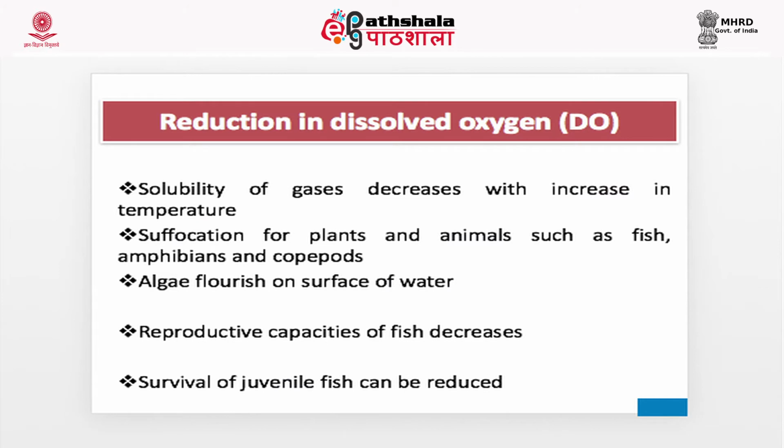First of all, the reduction in dissolved oxygen. Solubility of gases decreases with increase in temperature. The decrease of DO can create suffocation for the plants and animals such as fish, amphibians and copepods, which may give rise to anaerobic conditions. Also, warmer waters favor algae to flourish on the surface of water, hence causing the problem of algal blooms. Increased temperature may not be tolerable for aquatic organisms as it increases microbial growth, which in turn decreases the dissolved oxygen content. Survival of juvenile fish can also be reduced due to the increase in temperature in nearby water bodies.